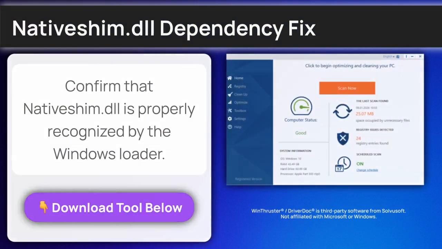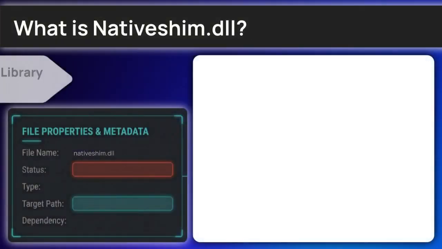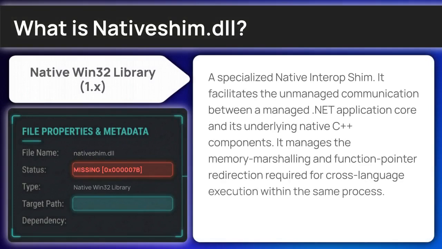This is the Native Shim Library, a specialized Native Interop Shim. It facilitates the unmanaged communication between a managed .NET application core and its underlying native C++ components. It manages the memory marshalling and function pointer redirection required for cross-language execution within the same process. Now that we've covered what the file does, let's jump into our first fix.